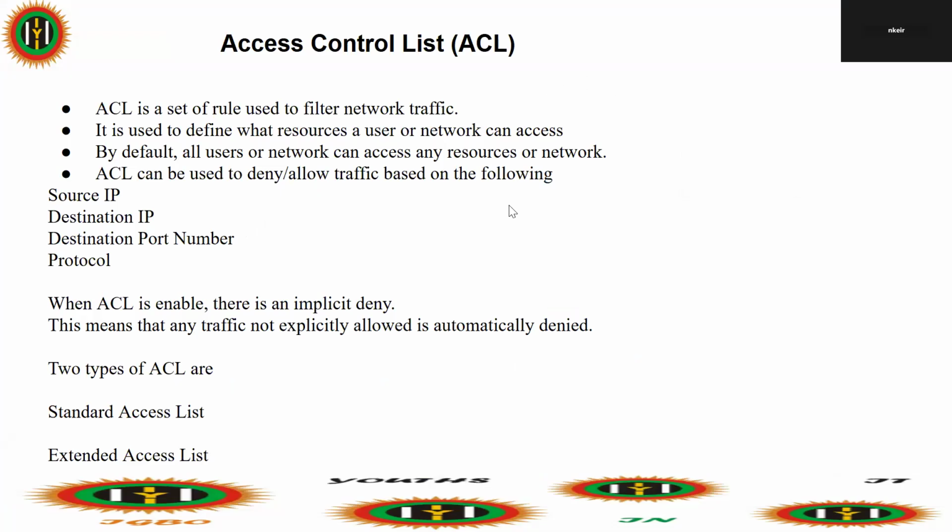So ACL is a set of rules used to filter network traffic. Like I said, Cisco calls it ACL. Palo Alto will call it policies. Another device will call it a different thing. They call it different names in different vendors, but the concept and the overview is the same. It is used to define what resources a user or a network can access.